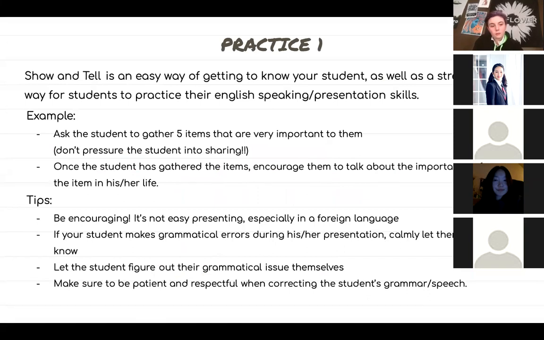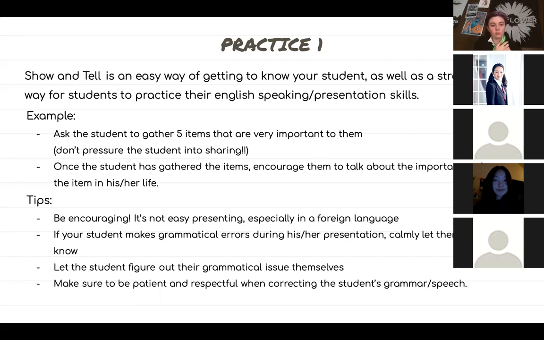All right, so practice 1. Show and tell is an easy way of getting to know your student, as well as a stress-free way for students to practice their English speaking and presentation skills. For example, you can ask the student to gather 5 items that are very important to them. Please don't pressure the student into sharing. If they're not comfortable with it, then there's always a new way to practice or another method.